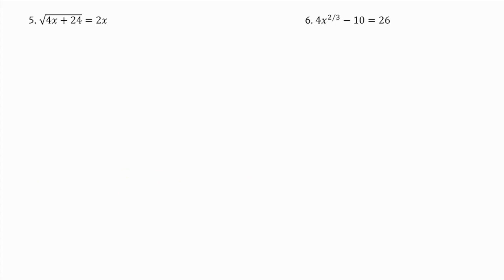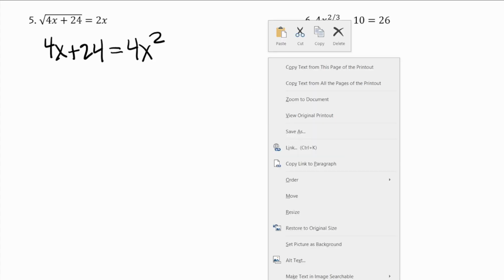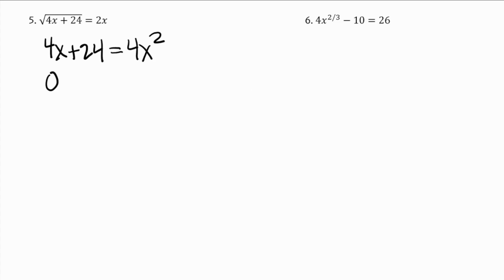Alright, the next two are just more equations for us to solve, so I'm going to start by, on number 5, squaring both sides, so I'm going to have to check my answer, so 4x plus 24 equals 4x squared. Okay, then I'm going to set this equation to 0 because I have more than one power of x visible, so I've got 0 equals 4x squared minus 4x minus 24.